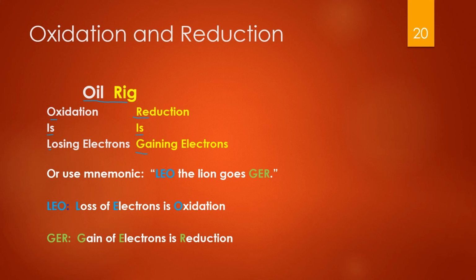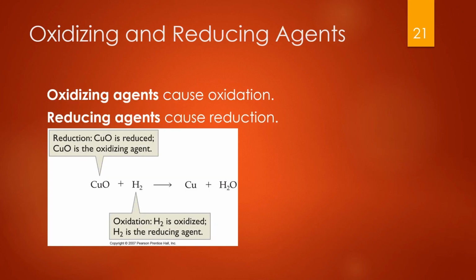Another mnemonic, the one that I usually prefer, is LEO the lion says GER. So it's the same thing. Losing electrons, oxidation. Gaining electrons, reduction. There's also a number line way that I like to use that you'll see me use in the videos that might help as well. So pick which one works for you and stick with that method.